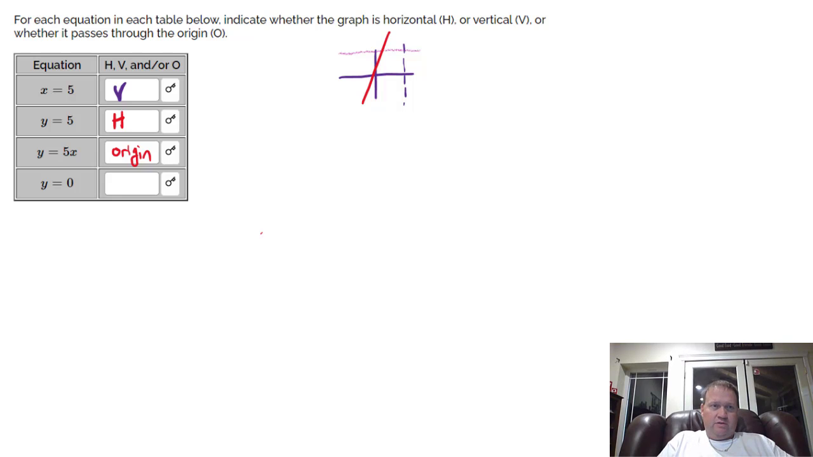And then this one, y equals 0. Y equals 0 is that line that goes right through the x-axis. That's kind of a big line, so I'll make it in blue. That right there is y equals 0. It goes right through the x-axis. So it is both horizontal and passes through the origin.